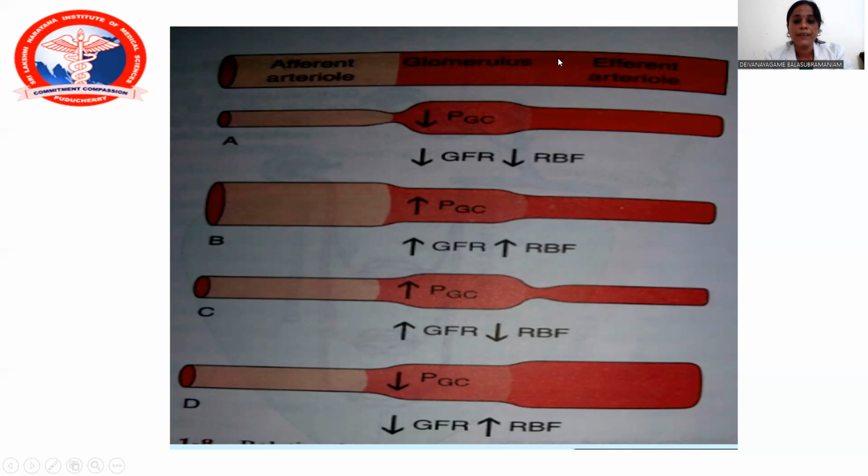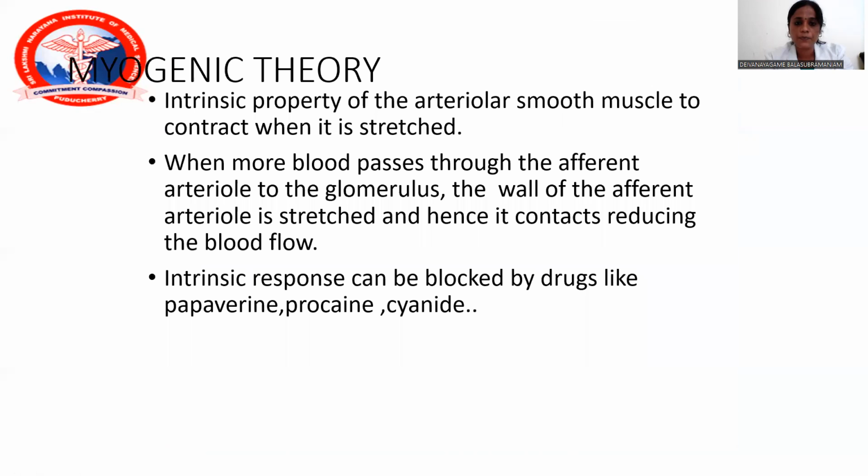Whenever there is a constriction here in the afferent arteriole, the GFR is decreasing and the renal blood flow also will be decreased. Whenever there is a dilatation of the afferent arteriole, there will be an increase in the GFR as well as an increase in the renal blood flow. Whereas if the afferent arteriole is normal and there is a constriction of the efferent arteriole, there will be an increase in GFR but a decrease in the renal blood flow. And next, whenever there is dilatation of the efferent arteriole, GFR decreases, whereas the renal blood flow will be increased. So this is the relationship.